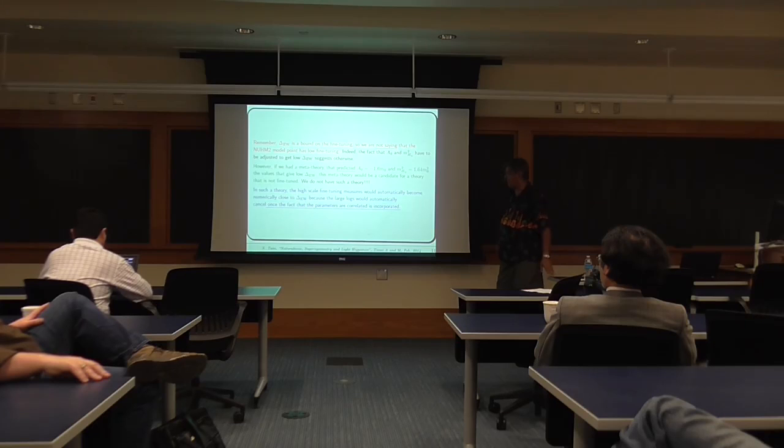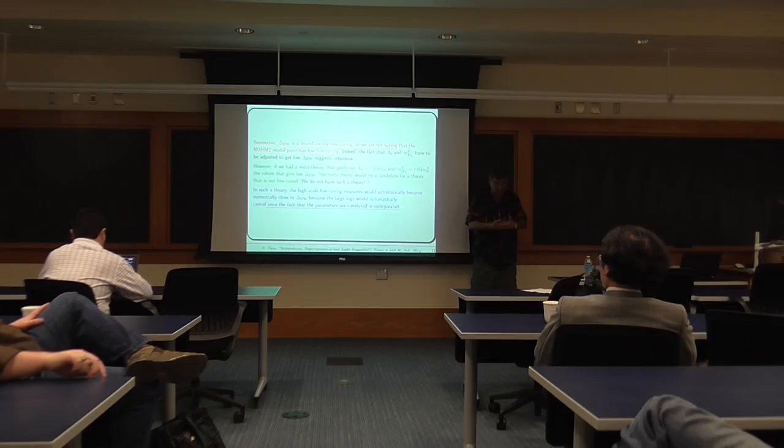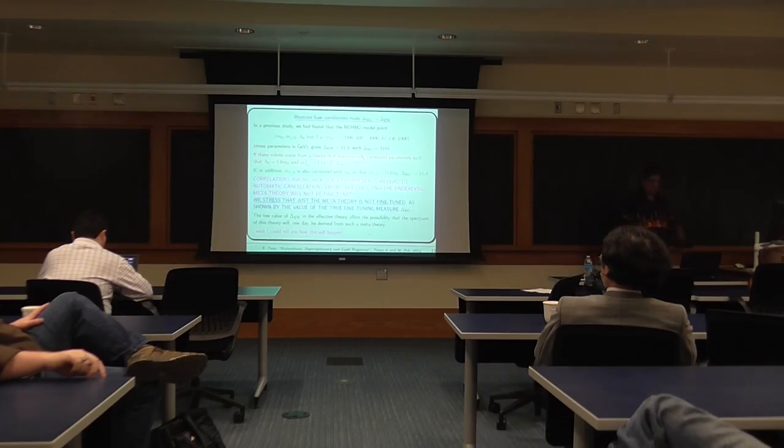In that theory, the high-scale fine-tuning measure that we used is delta BG. Incorporating these correlations would automatically, numerically, make it equal to delta electroweak. And then that is the right measure.